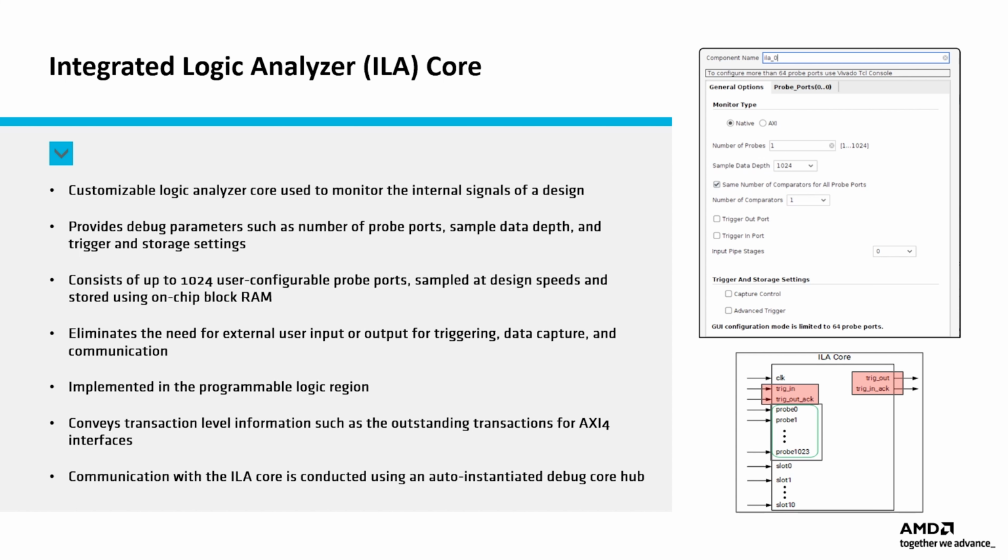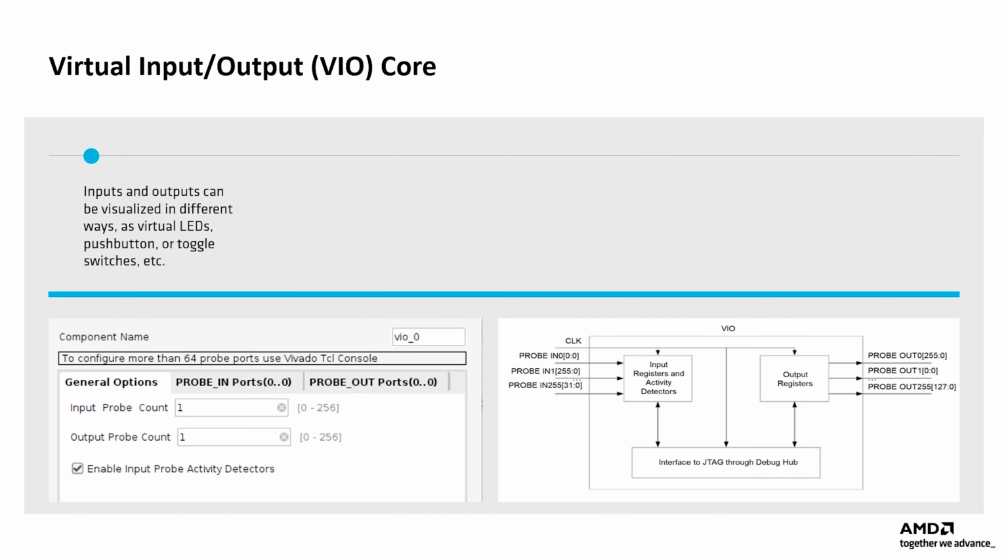The Vivado IP catalog also offers a System ILA IP core which can be used to monitor the internal signals and interfaces of a design. The Virtual Input Output VIO core is a customizable debug core that can both monitor and drive internal signals in real time.